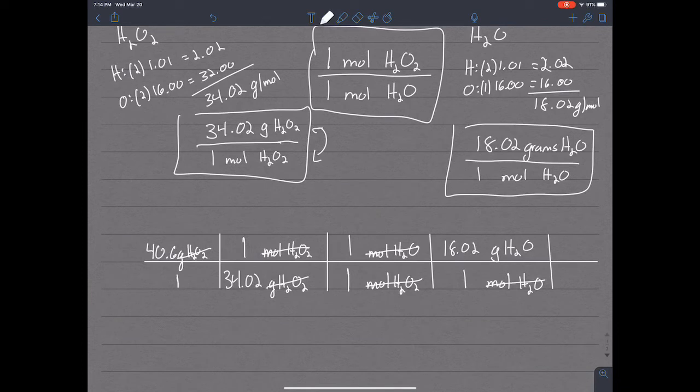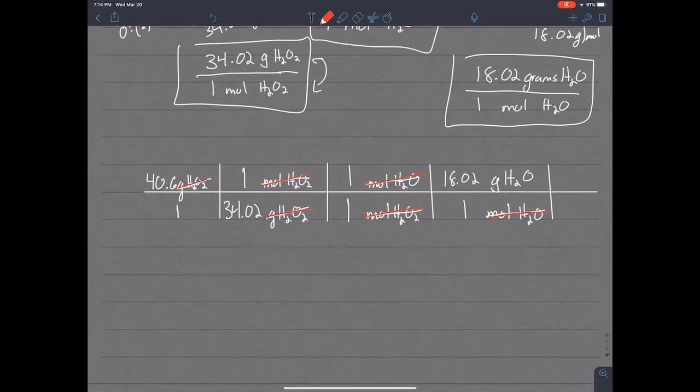So to review the math itself, first I cancel grams of H2O2, then I cancel moles of H2O2, then I'm in moles of H2O, then I cancel that, and I'm left with grams of H2O. So then you do the math out, so it's going to be 40.6 divided by 34.02 times 1 over 1, which will stay the same, and then times 18.02. I don't remember the answer, but I guess I'll do the math live real quick.